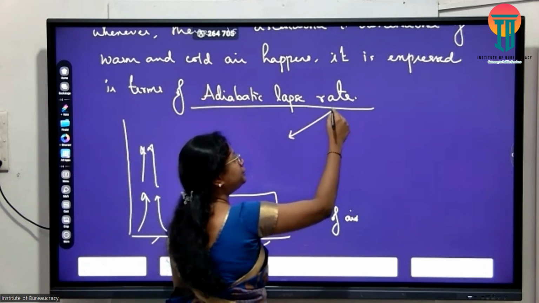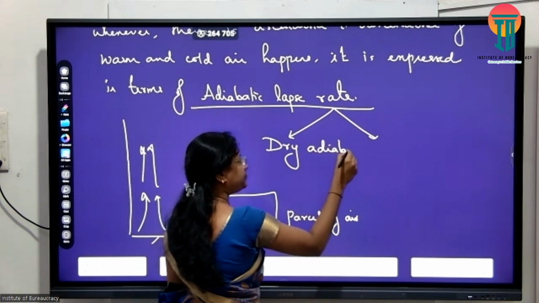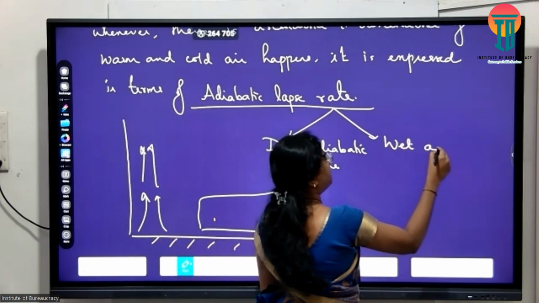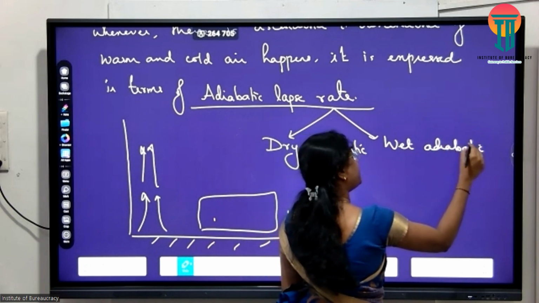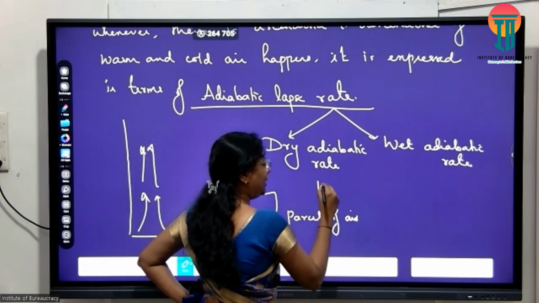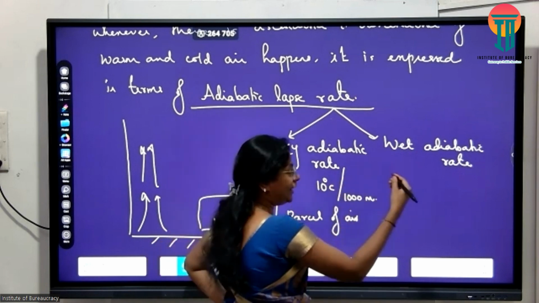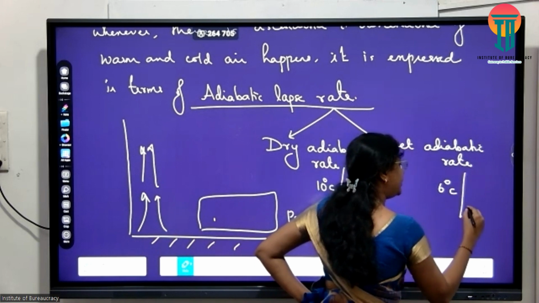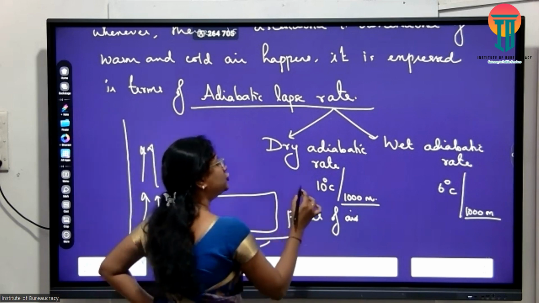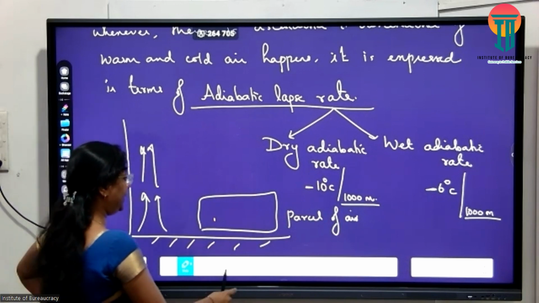and adiabatic lapse rate is further divided into two: dry adiabatic rate and wet adiabatic rate. The value of the dry adiabatic rate is 10 degrees Celsius for every 1000 meters, and the wet adiabatic rate is 6 degrees Celsius for every 1000 meters. Whether in meters or kilometers, it is the same. So minus 10 and minus 6. Okay, 10 degrees and 6 degrees.